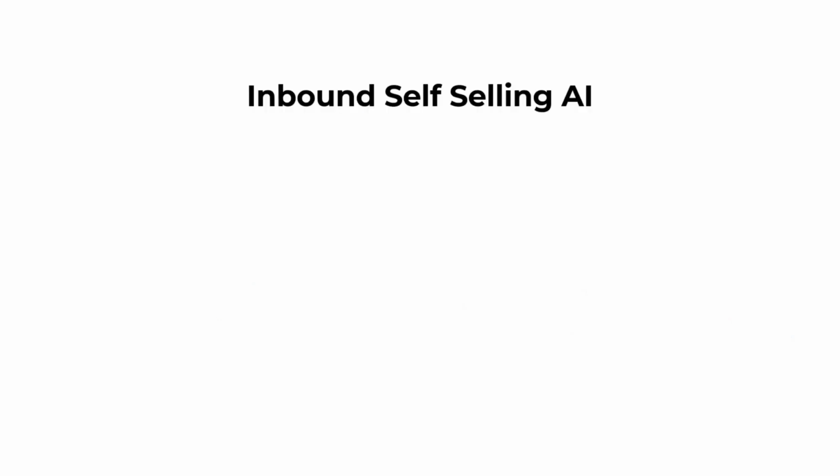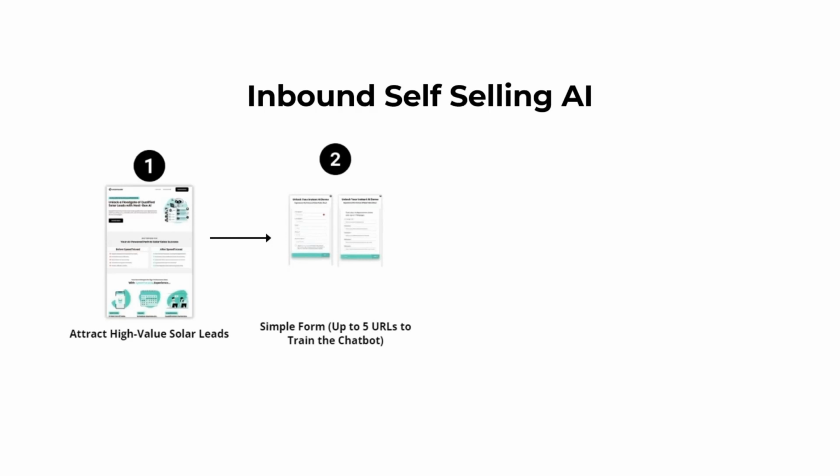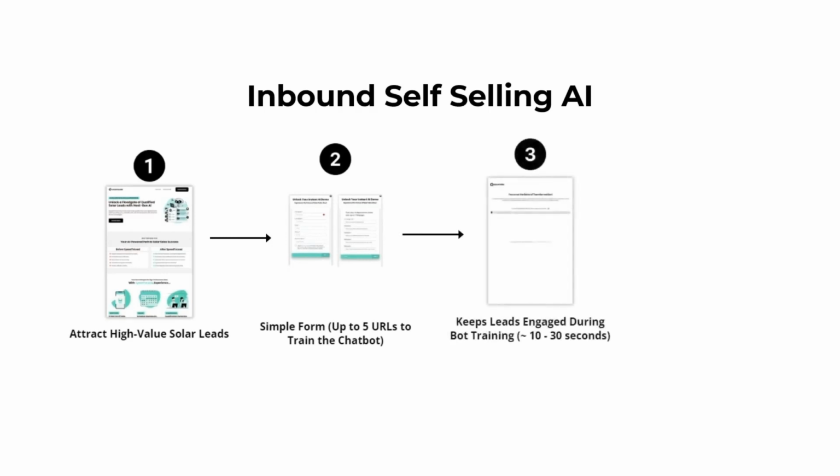Going back to the dashboard, next are campaigns, and we have two types of self-selling AI systems. First one is inbound, the inbound self-selling system. This enables you to have someone test it in a chat widget right on your web page. So they fill out a form, they can input up to 5 URLs to train on. Once they fill out the form, they are automatically forwarded to a waiting page.